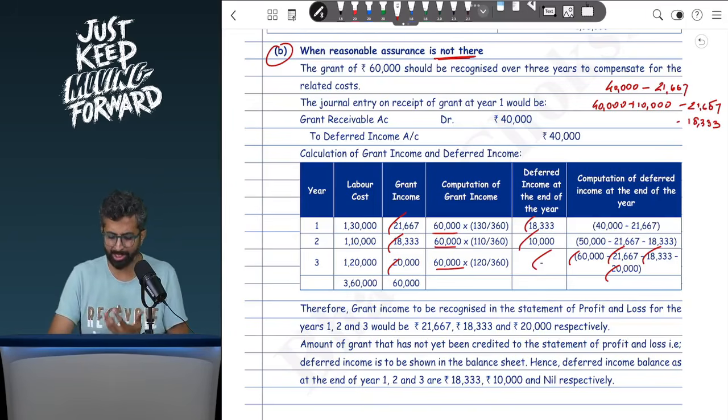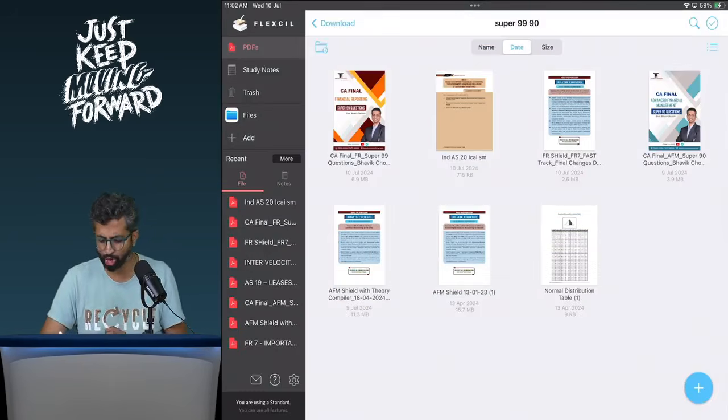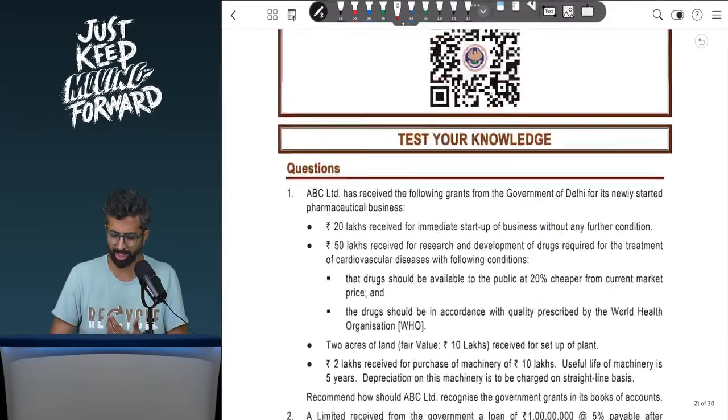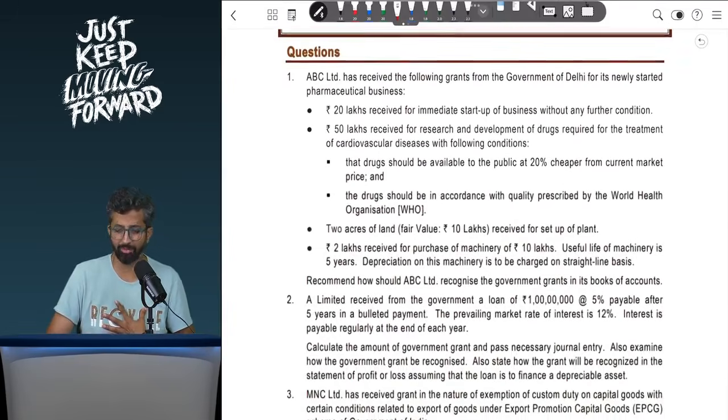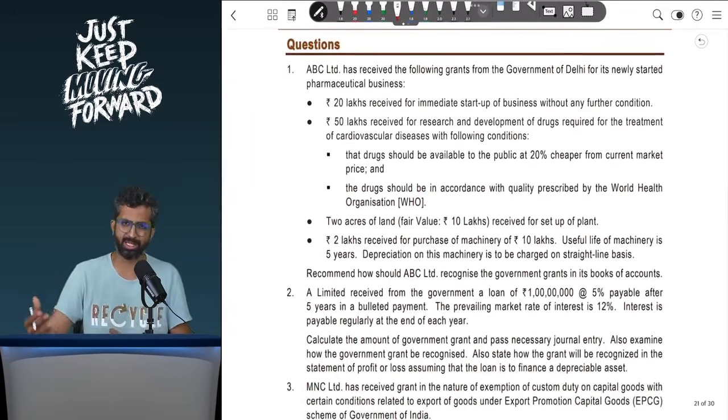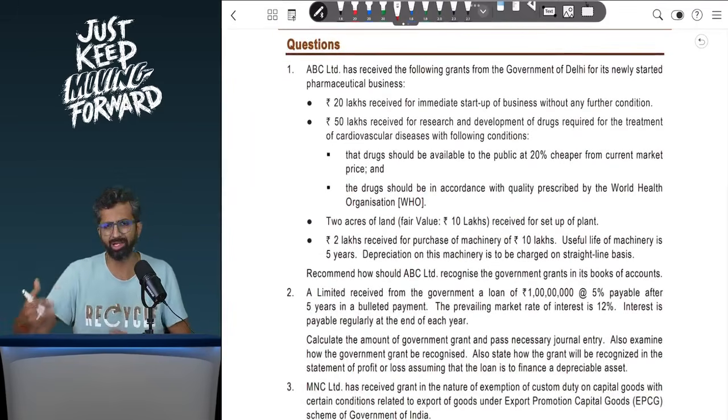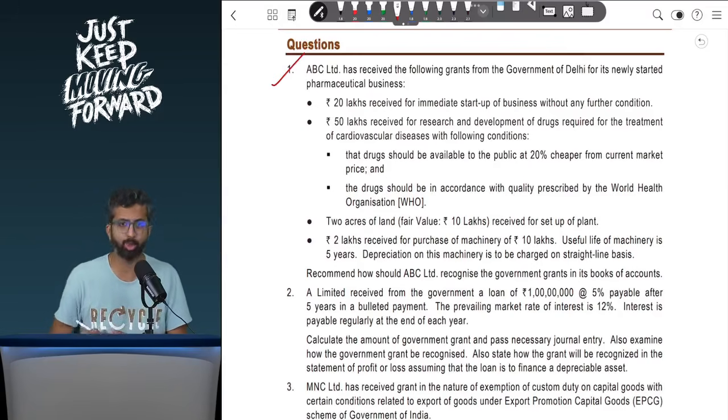Now, this kind of takes care of the Super 99 questions, but I would also want to discuss another question from your Test Your Knowledge in your study material, page 7.50. Not that it is very difficult, but it is similar to a past exam question, and it also covers a few more areas, so might as well spend a few minutes and wrap that up as well. So this is question number 1.